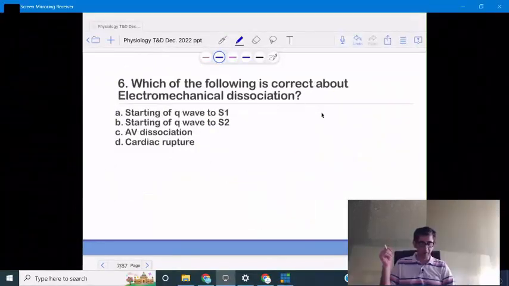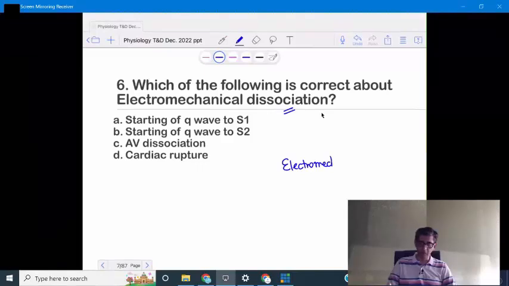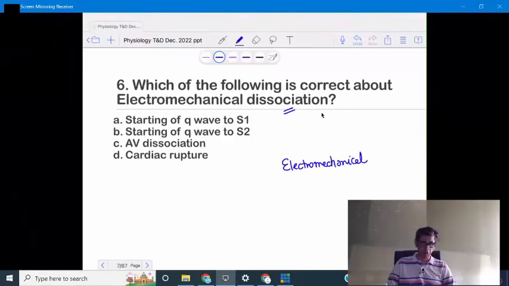Fine. We move on to question number 6 for today. The question says, which of the following is correct about electromechanical dissociation? That would be the keyword, because one of the issues that always comes up is that you read the word electro, then he will say the word electromechanical. It's not dissociation. Lots of times he might actually use the word electromechanical systole. So there are two separate terms which you have to remember.